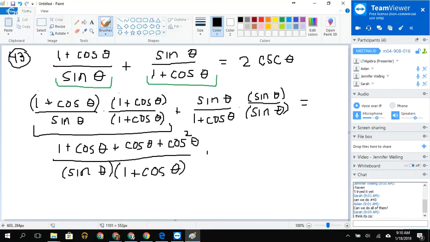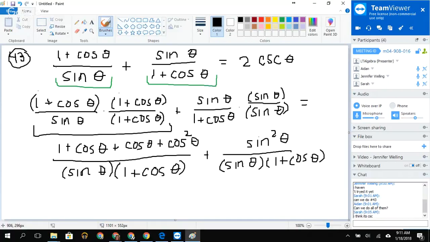Okay, and then my second fraction, I have, again, sine of theta over 1 plus cosine theta, and I have a sine squared theta. The thing I like about having the sine squared of theta and the cosine squared of theta is that in my head, I'm like, yay, I can use the Pythagorean identity. So it looks like I'm going to be able to use that.